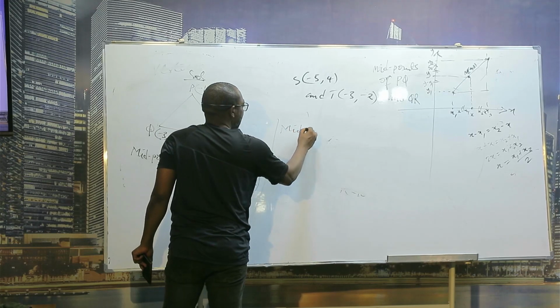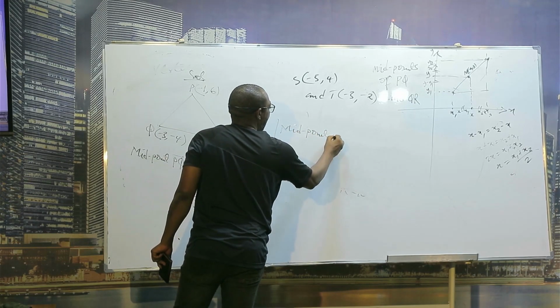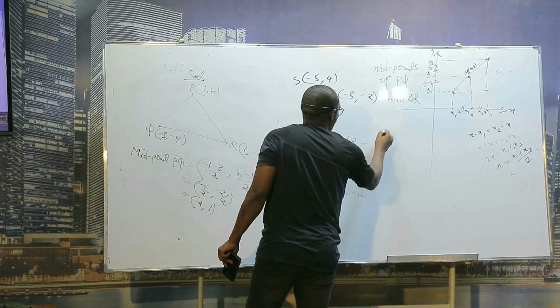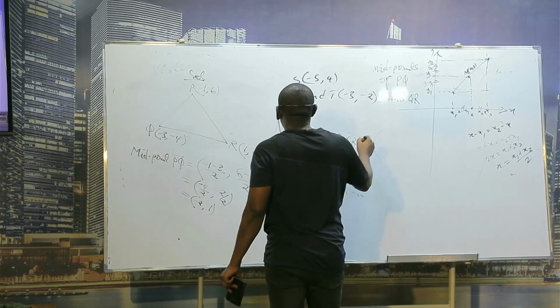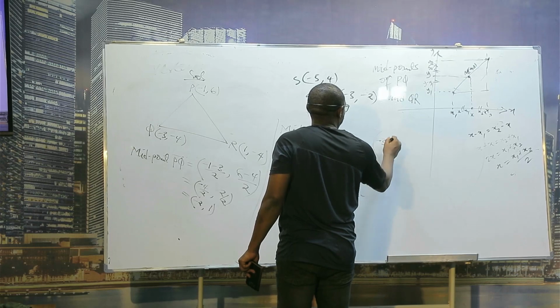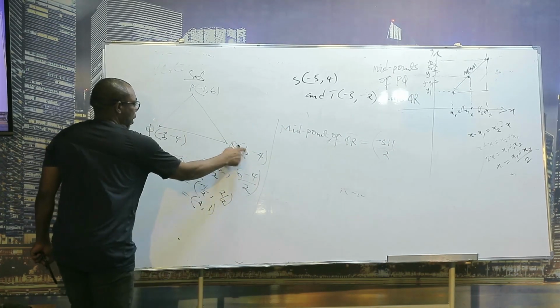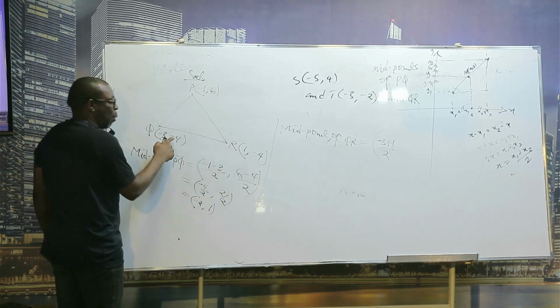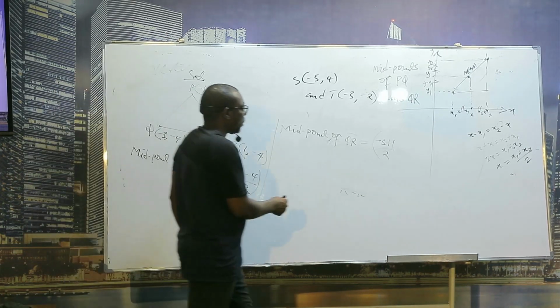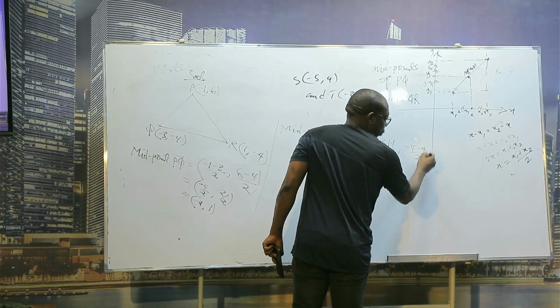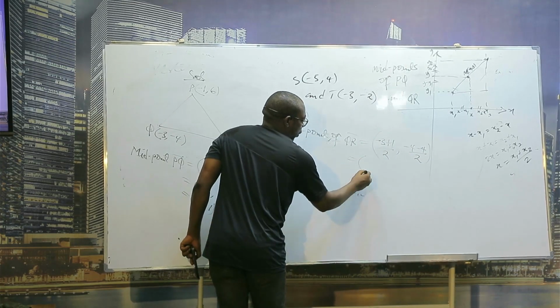Midpoint of line QR. Minus 3 plus 1, and minus 4 minus 4 over 2. So here it gives us what?